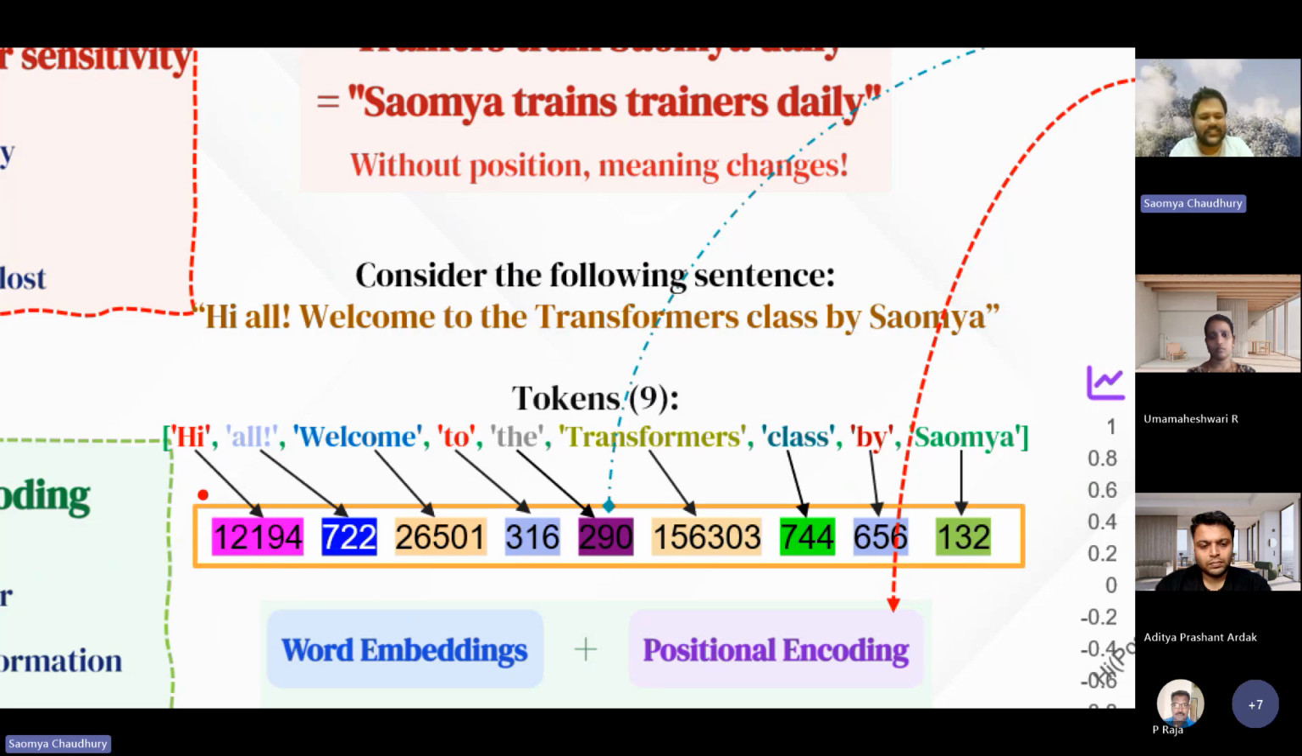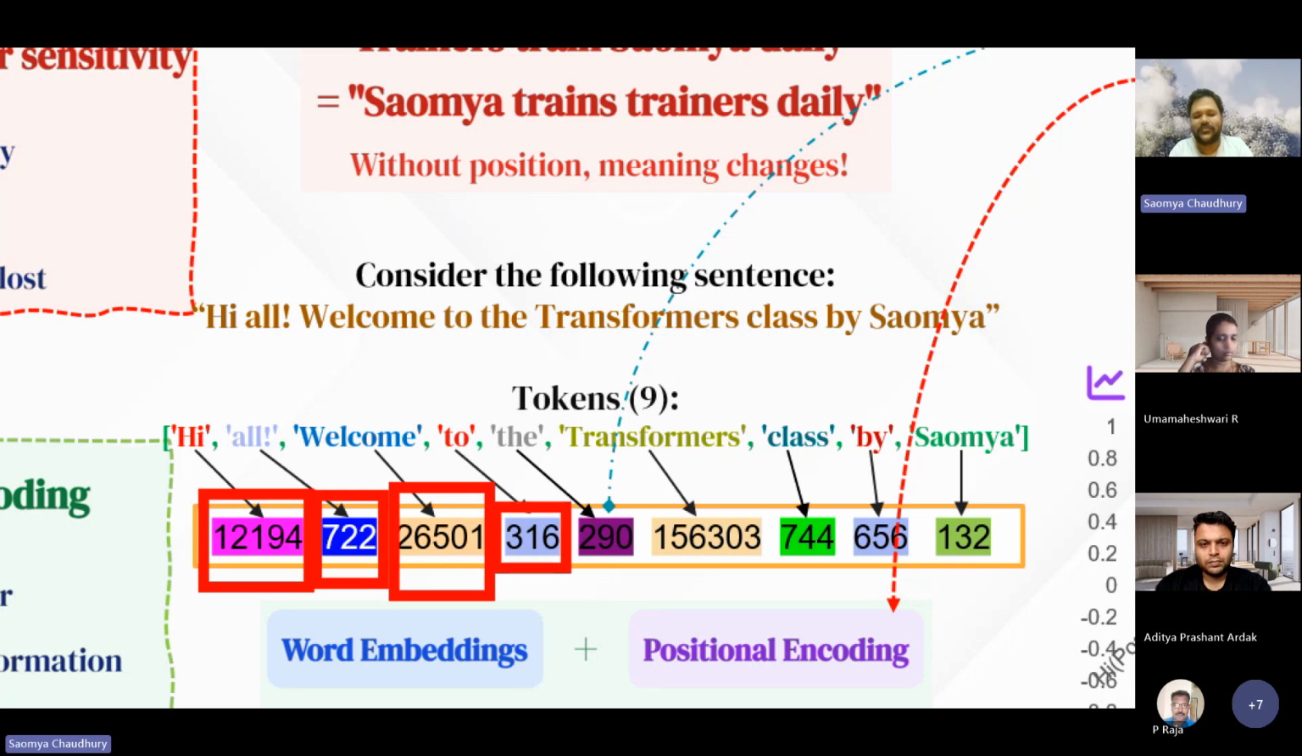Can anybody tell me what these are? Anyone would like to say this? Someone who might be aware of it. What are these numbers which I'm writing here? Dimension number.